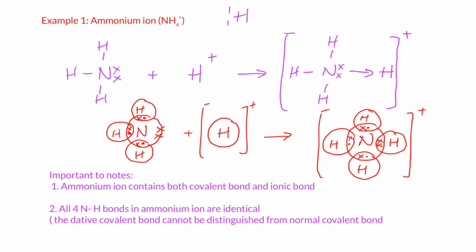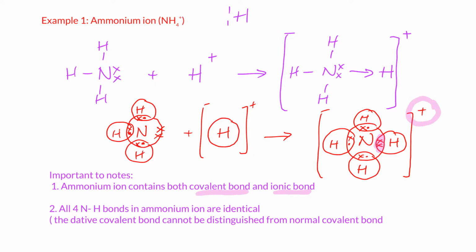So you can see that when we draw it like this, this one will be the dative covalent bond. But you have to notice that this ammonium ion not only consists of covalent bonds, but also forms an ionic bond, because you have a charge right there.